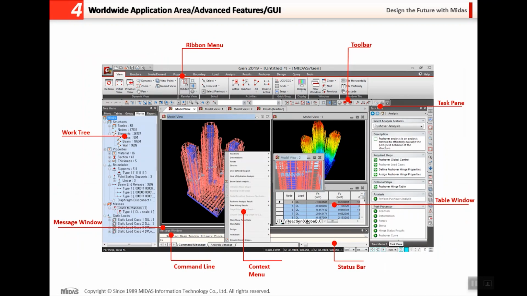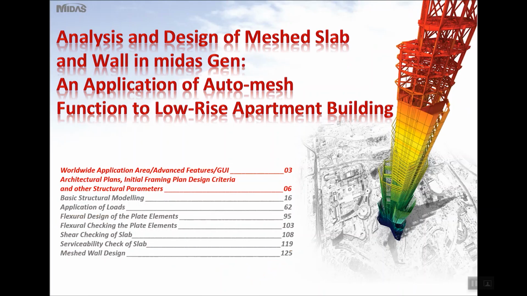Again, here is the graphical user interface of MIDAS. We have these different menus. You also have this work tree where you can find all of the information of your models, the message window and the command line, same with your CAD software, the status bar, table windows, and the task pane. All of that you will see here in the user interface of MIDAS.